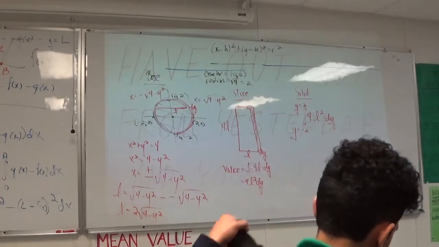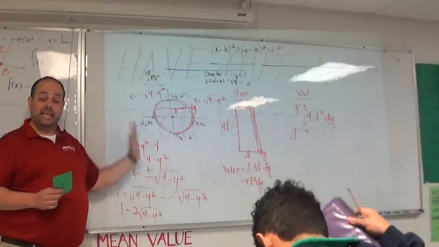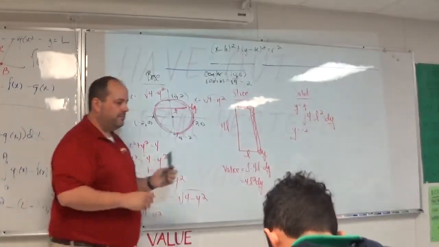Both. Because the positive is the right half of the circle and the negative describes the left half of the circle.